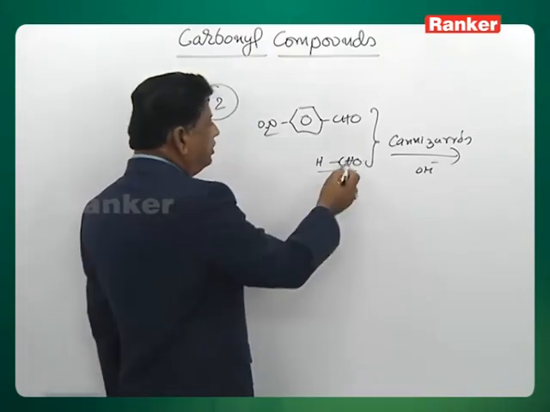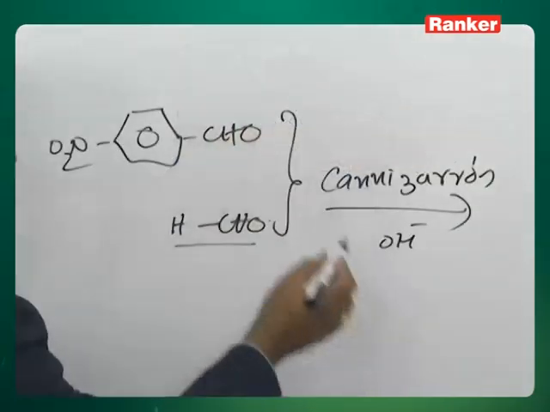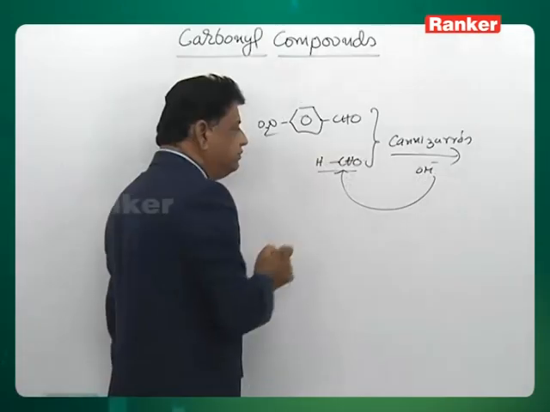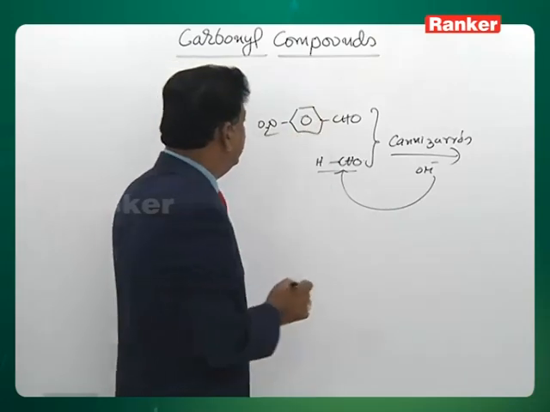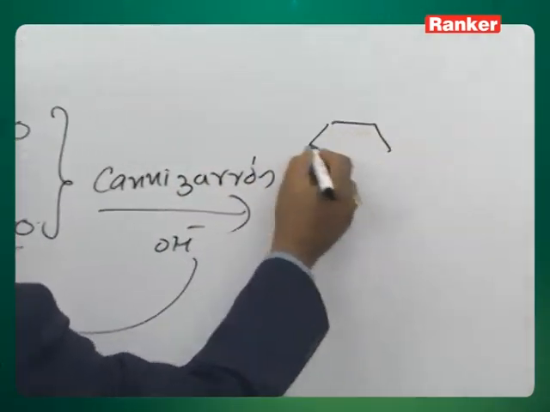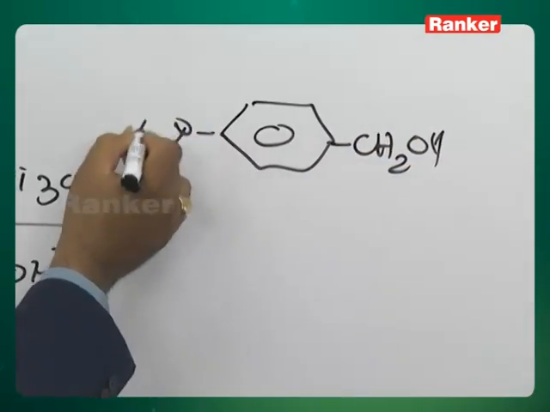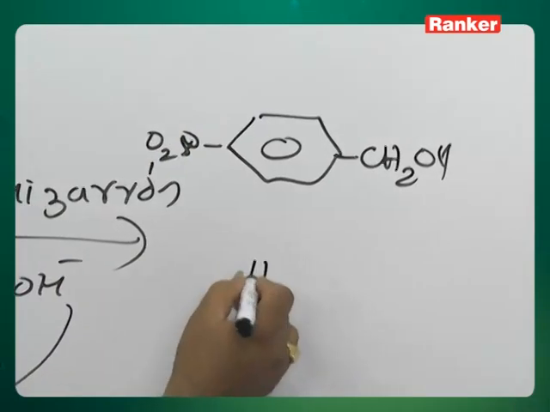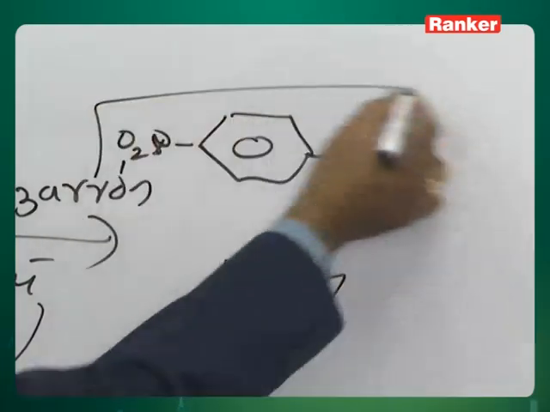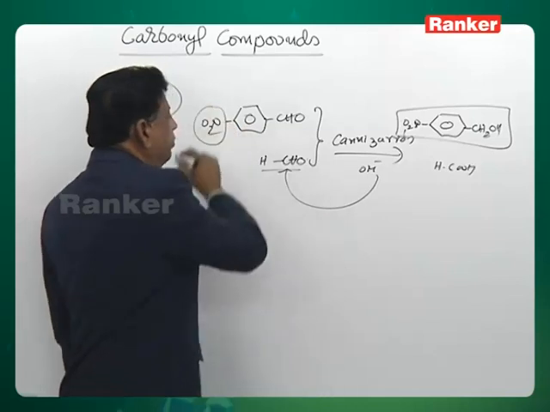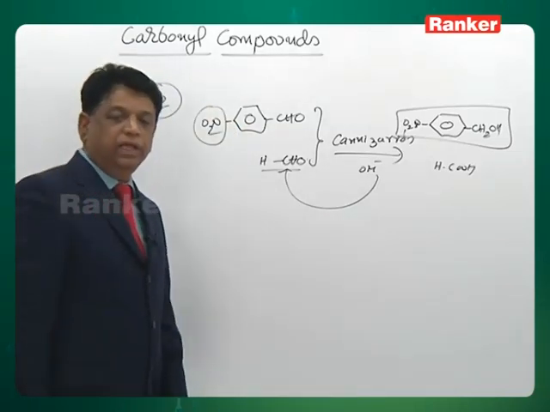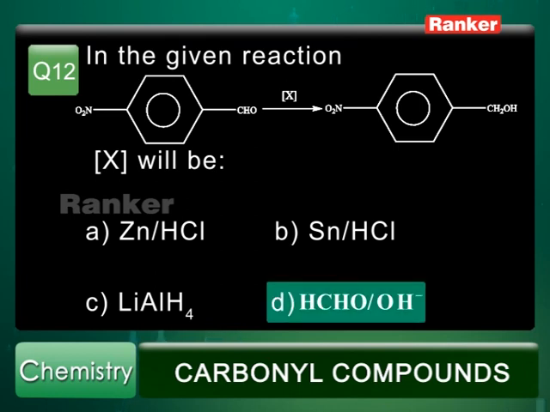The concept is, out of the 2 aldehydes, the aromatic aldehyde is less reactive, so OH attacks on the formaldehyde and expels H minus, which attacks on the aromatic one. So the aromatic compound undergoes reduction to give the alcohol, while the formaldehyde becomes formic acid. So we are able to protect the NO2 group without reducing it. So the correct option is answer D, because a Cannizzaro reaction is involved. Formaldehyde with base is the right answer.